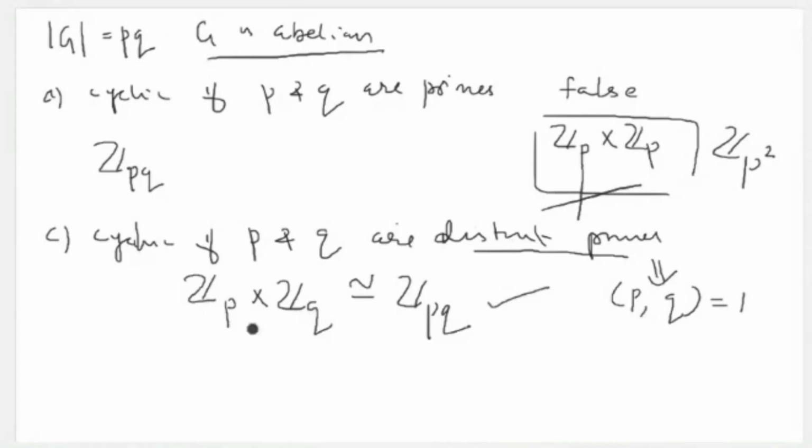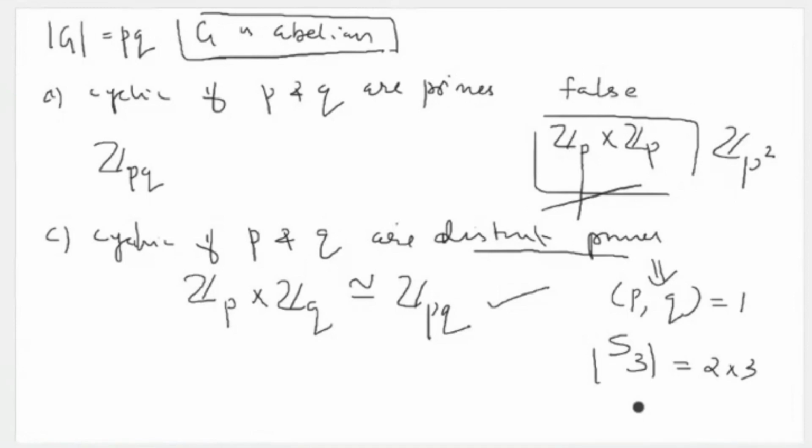ZP into ZQ, if P and Q are distinct primes, because the group is abelian. Otherwise, you have examples like S3 itself. S3 is a very good example for many of the concepts, a very good counterexample. Many of the options you can discard just by looking at S3. The order is a product of 2 primes, 2 into 3, and it's not abelian.